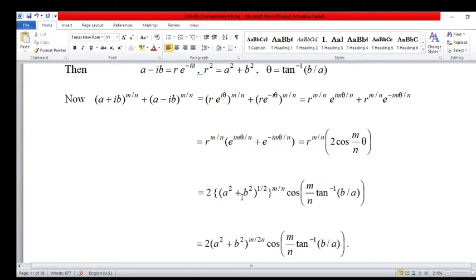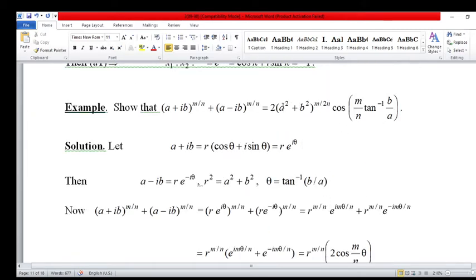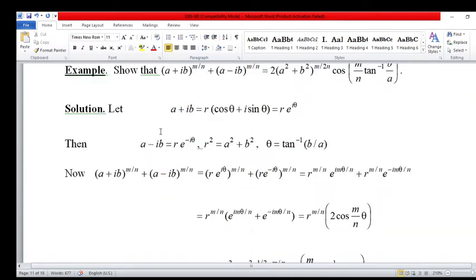So this is (a square plus b square) power 1 by 2, and whole power m upon n. This power is m upon n. 2 is here, and cos m upon n, and theta means tan inverse b upon a. So the power is 1 upon 2, and here m upon n means m upon twice n. This is twice (a square plus b square) power m upon twice n, cos (m upon n tan inverse b upon a). This is the result. So this example is again easy to solve.